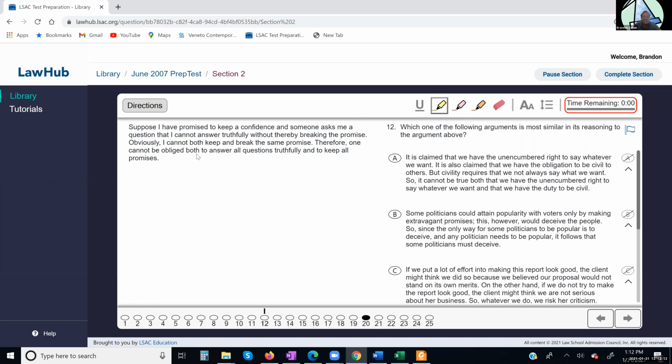But the idea is that the first one is saying that the promise is to keep a confidence, meaning keep a secret, right? And you're not going to be able to answer somebody's question truthfully without breaking the promise, to then come back to conclude that you can't simultaneously do two things. There's two things that you can't do simultaneously. You can't answer all questions truthfully. I guess I should put that in pink to color code it. And you cannot keep all promises. It's impossible to do both.